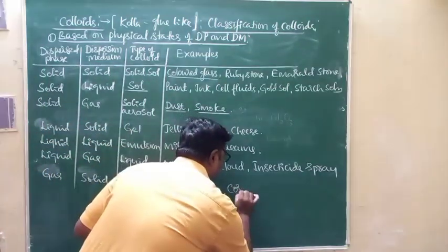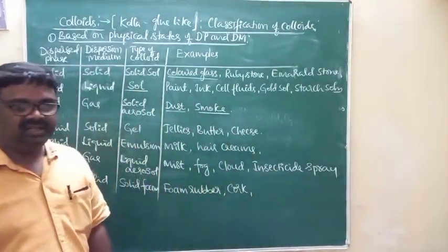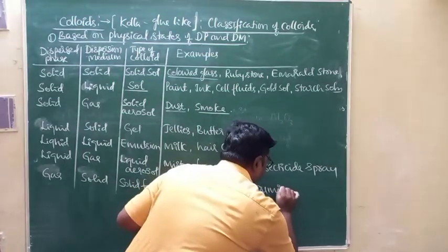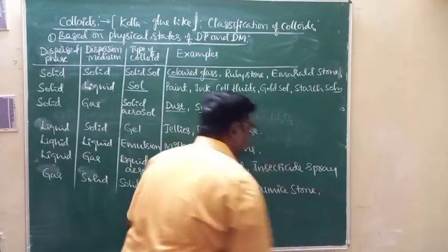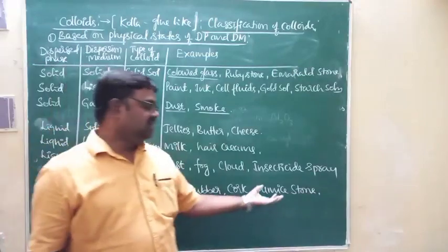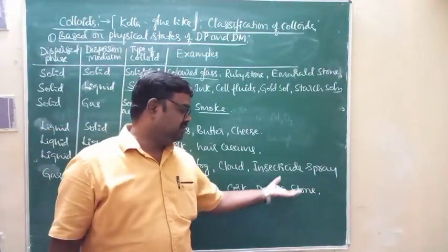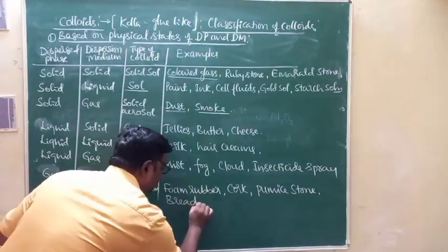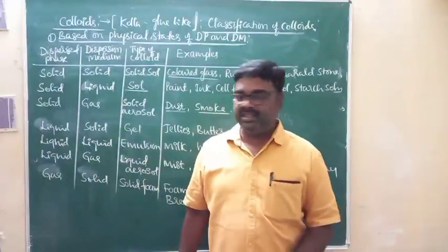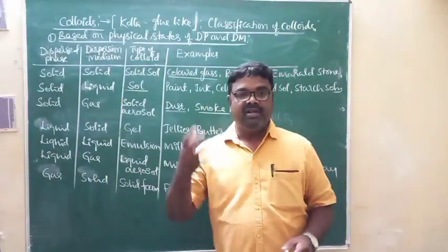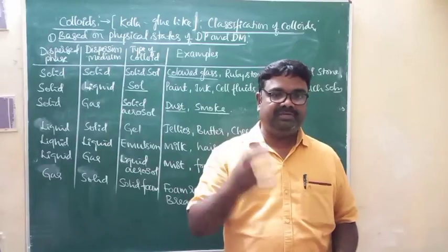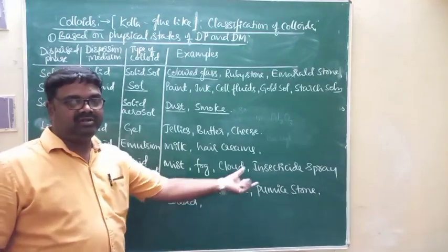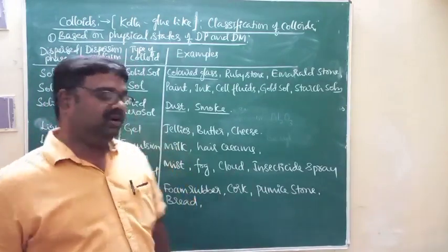Apart from that, cork is an example of solid foam, or you can say pumice stone. Pumice stone is a porous silicate in which gaseous air is dispersed, and that is what we call pumice stone. Or you can say bread, or cake, is an example of solid foam. In bread, gaseous carbon dioxide or air particles are dispersed in a solid phase. So this is what we call bread, or cake. Or you can also give sponge as an example of solid foam.